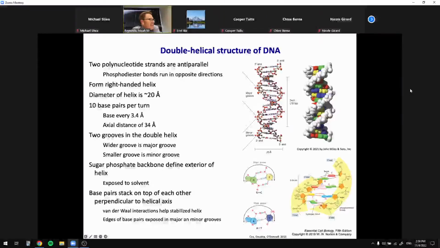I haven't decided. I kind of like it as a list, but it's really just knowing the features of the double helix. And so I think this is probably a list type thing. But then if it is a list, you're not going to be writing about each of the things. You're not going to write, right, they stack on top of each other and the van der Waals help stabilize and the edges are exposed, right? You would just say that we have base pair stacking perpendicular to the helix.